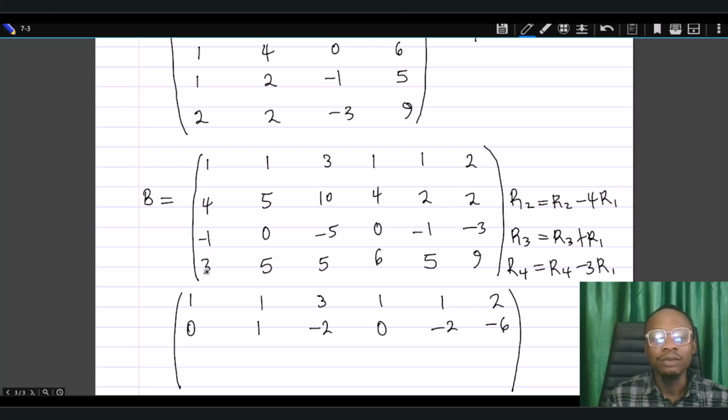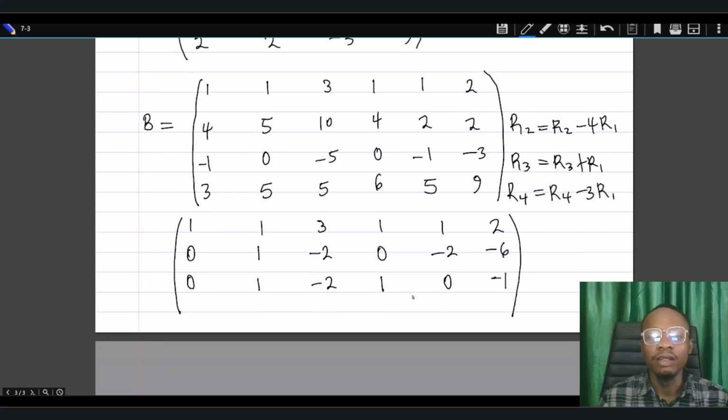And then we go to the next one. It says R3 plus R1. Minus 1 plus 1, that is 0. 0 plus 1, that is 1. Minus 5 plus 3, that is minus 2. 0 plus 1, that is 1. Then minus 1 plus 1, that is 0. Minus 3 plus 2, that is minus 1. Yes, we're good.